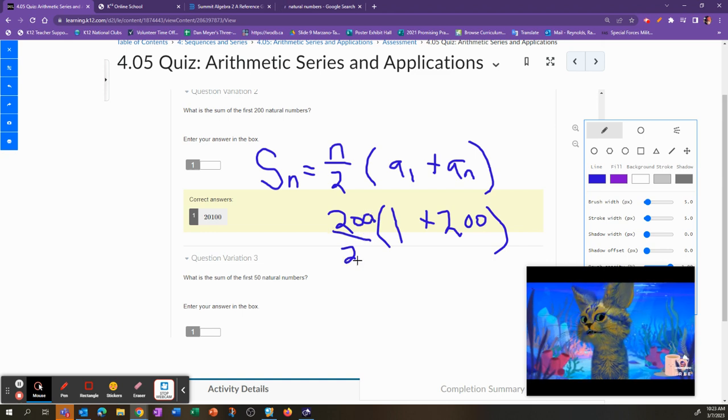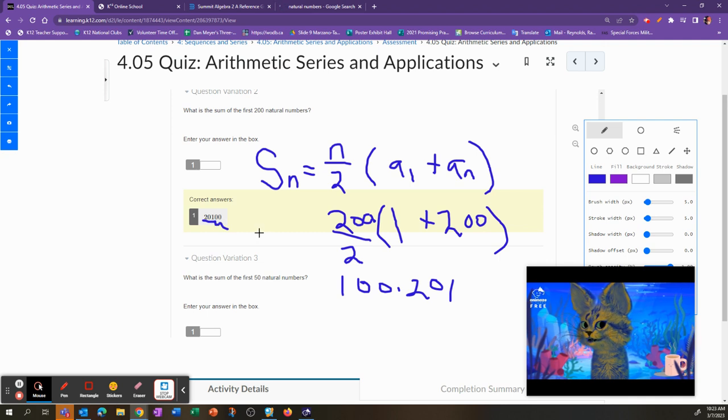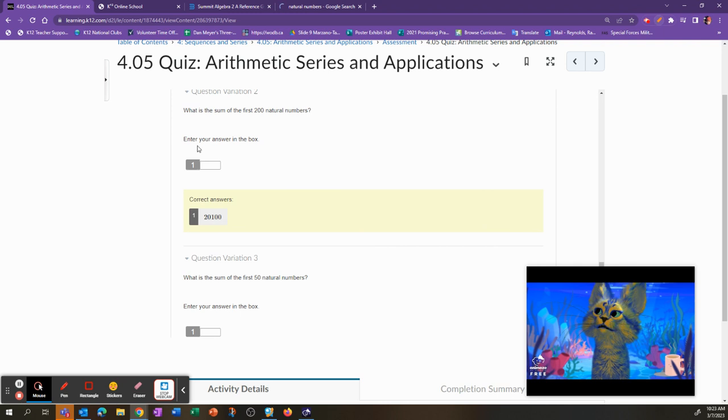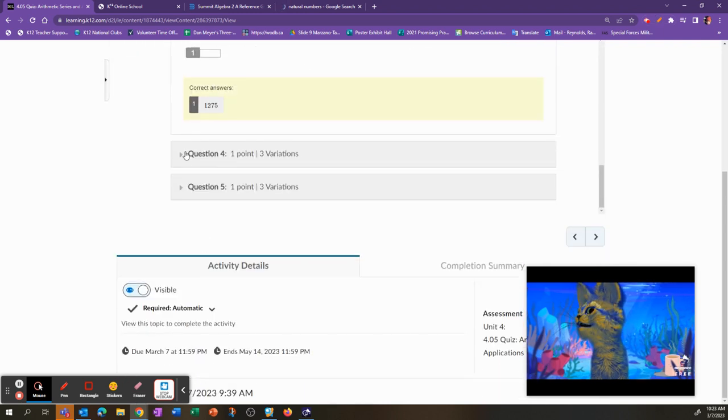Ooh, it looks like 200. That's it. There you go. Over 2. Well, now you can see 200 divided by 2 is 100. And you have 100 times 201, which when you have this, you can just add 2 zeros to the end. Look, see? There's the 201 times the 100. 20,100. All right, that was question variation 3.